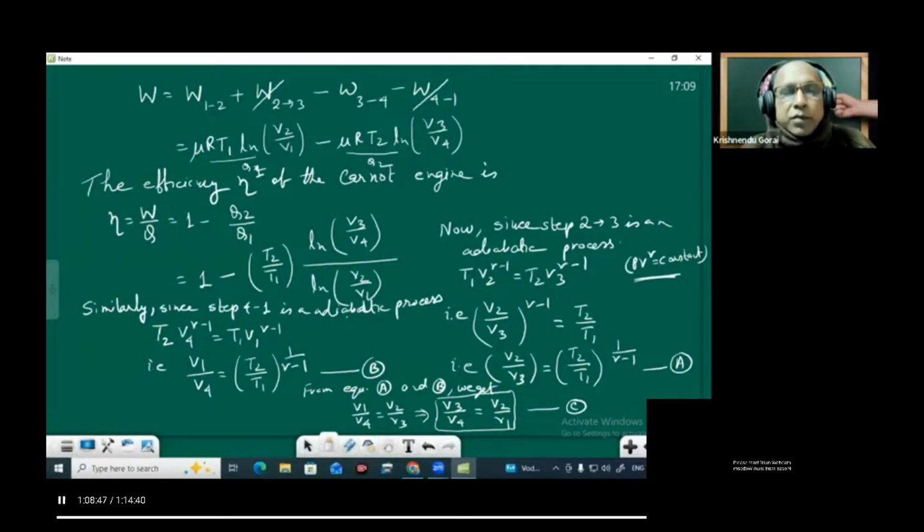Similarly, step 4 to 1 is the adiabatic process. So T2 V4^(gamma minus 1) equals T1 V1^(gamma minus 1). From where do we get this relation? From the relation T V^(gamma minus 1) equal to constant. And then we find V1 by V4 equal to (T2 by T1) to the power 1 by (gamma minus 1). Here also we find V2 by V3 equal to (T2 by T1) to the same power. So equations A and B are the same, right? From this, we can write V1 by V4 equal to V2 by V3, or V3 by V4 equal to V2 by V1. So V3 by V4 and V2 by V1 will cancel with each other, and you're getting 1 minus T2 by T1.